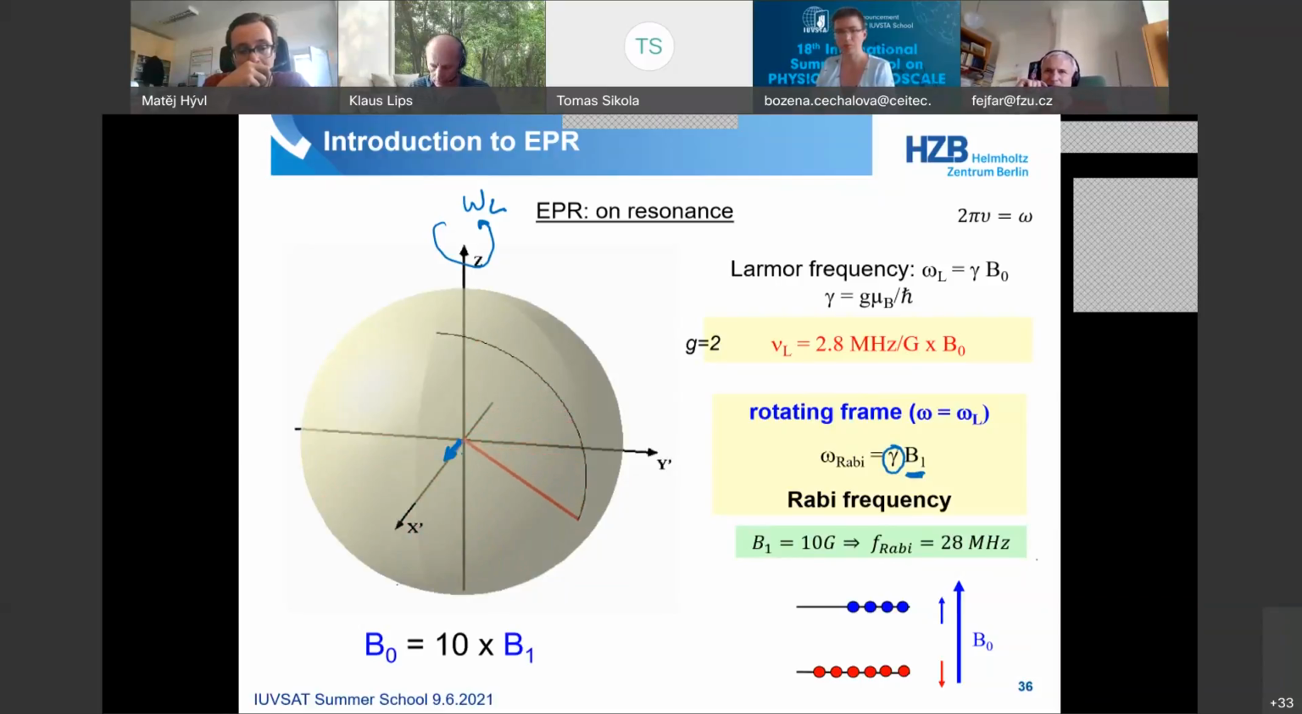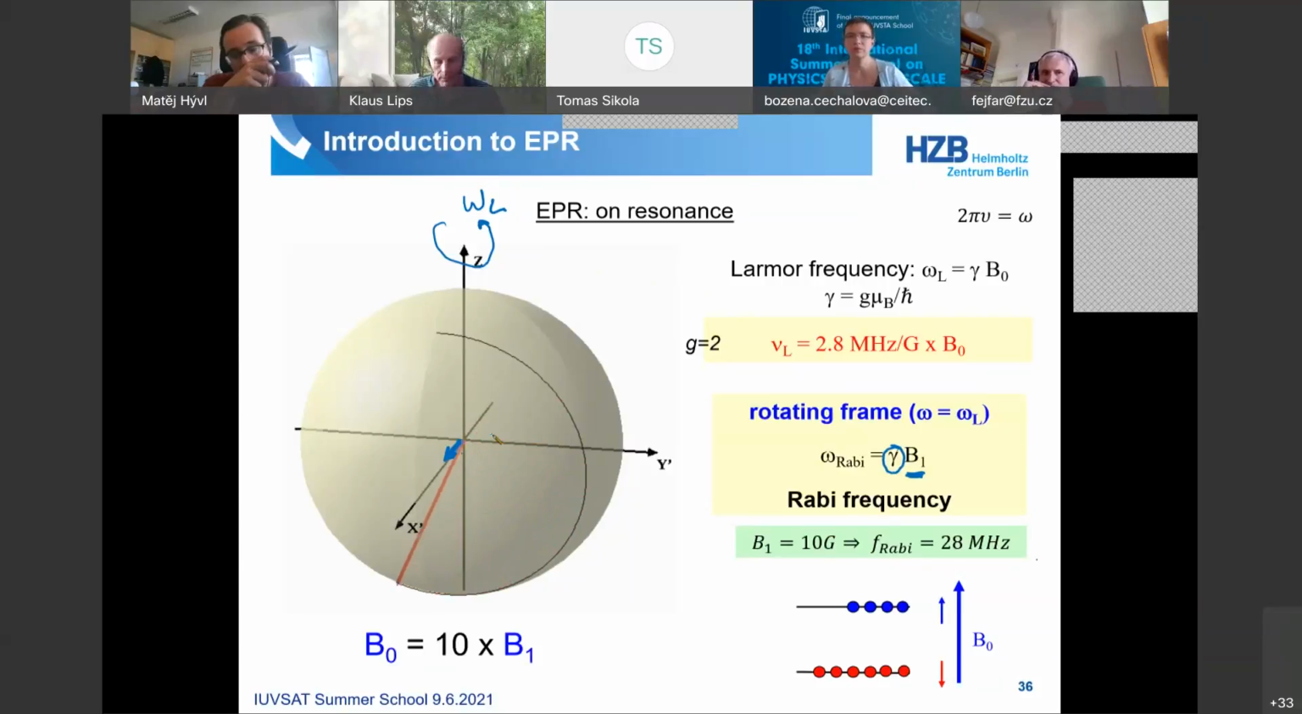No, I cannot. Somehow I have the problem with the animation again. Let's assume I stop while that magnetization is pointing to the Y prime direction. So then I switch off that magnetic field. Then that magnetization will remain in the X prime, Y prime direction. So it's basically then on that axis.